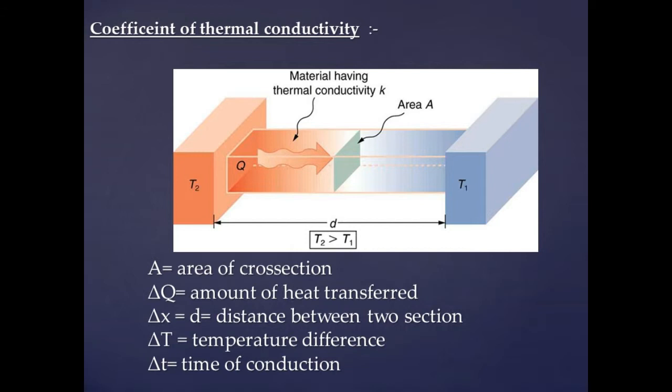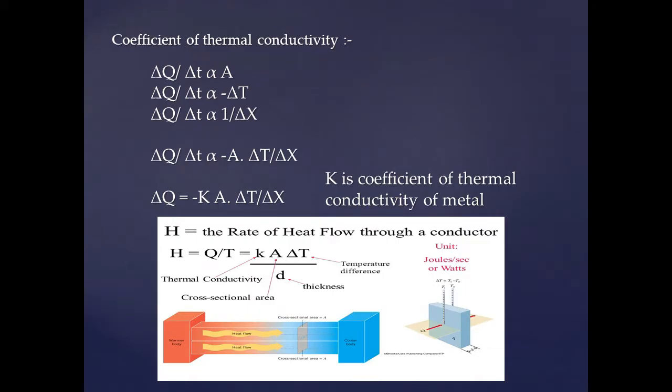If del x is the distance between the two sections with the difference in temperature of del T, and del Q is the amount of the heat conducted in a time del t, then it is found that the rate of conduction of heat is firstly directly proportional to the area of cross-section A, secondly directly proportional to the temperature difference between the two sections del T, and third and final, inversely proportional to the distance between the two sections del x.